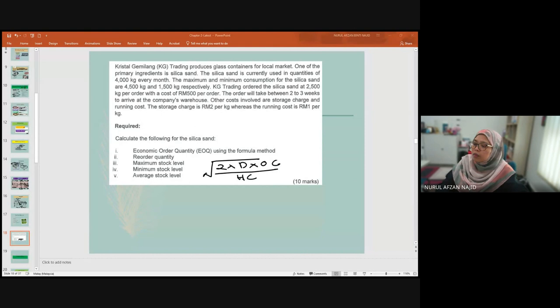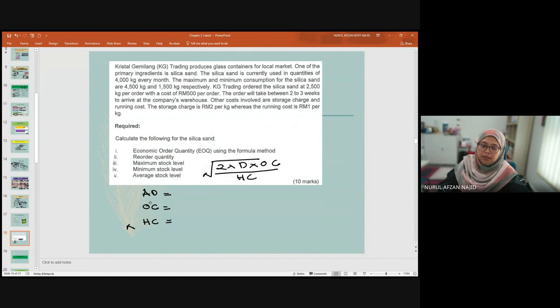Okay. Let's discuss lah ya. Sebab this is the first question. Okay, kita masukkan dekat. Kita cari ni dulu. Kita keluarkan dia punya item dulu. Bila kita nak buat formula method, ada 3 item. Ingat, 3 benda yang you kena keluarkan. Yang pertama, you kena keluarkan AD. Yang kedua, you kena tentukan OC. Yang ketiga, you tentukan HC.